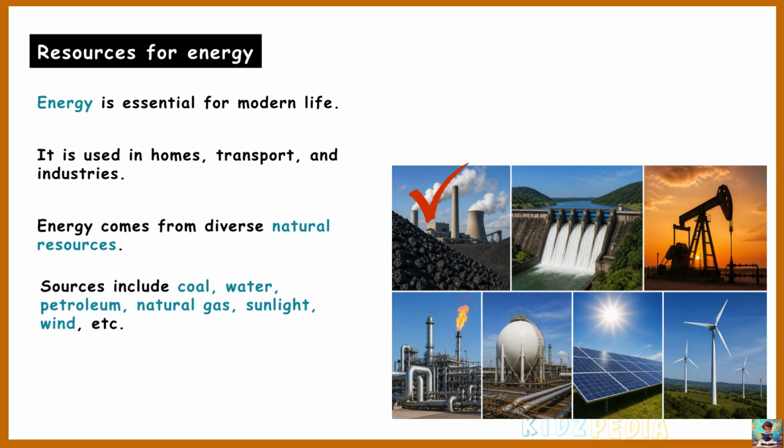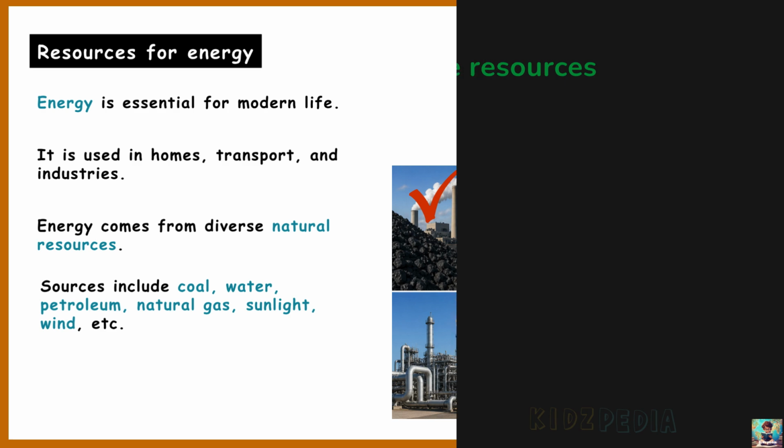Coal, which is used in power plants to produce electricity, water used in dams to generate hydroelectric power, petroleum used as fuel in cars, buses and bikes, natural gas used for cooking and electricity, sunlight used in solar panels to produce electricity, wind used in windmills to generate power. All these sources come from nature and help run our daily life.